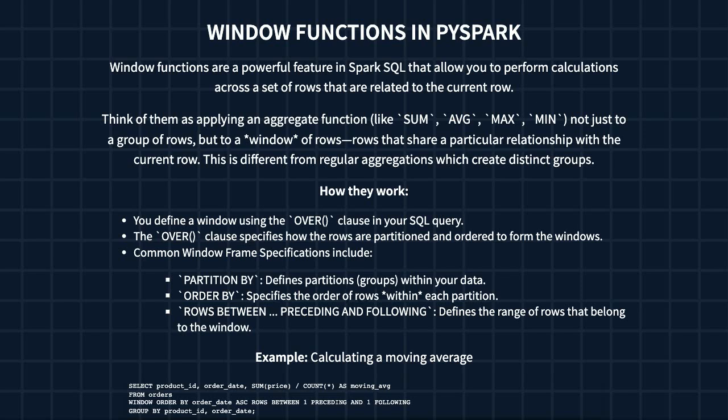There are parts like partitioning, grouping your data, and ordering, which dictates how the rows are arranged inside those groups. Then you specify the window frame itself, which is essentially the size of the window over which you want to calculate. It's a bit technical but incredibly useful for things like moving averages, running totals, or any time you need context beyond just each individual row.